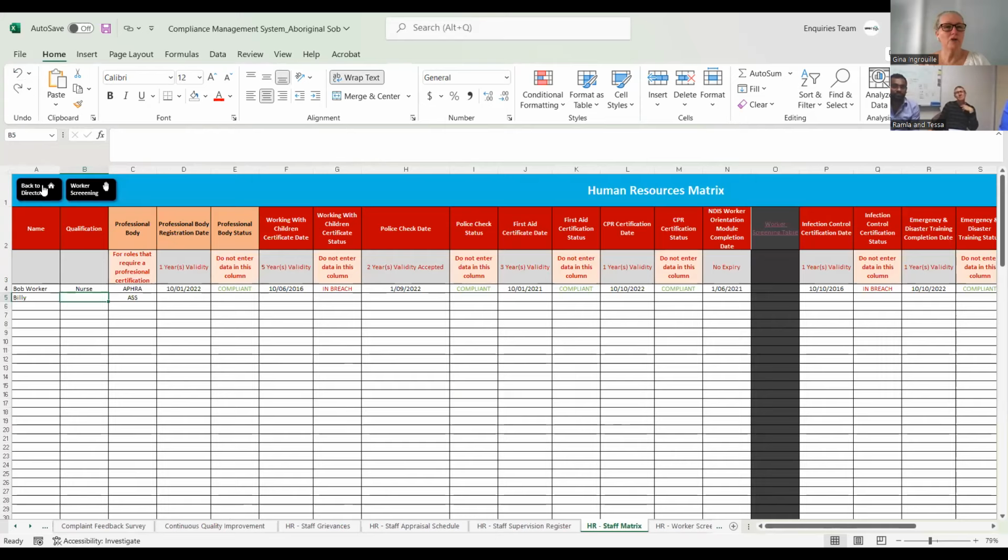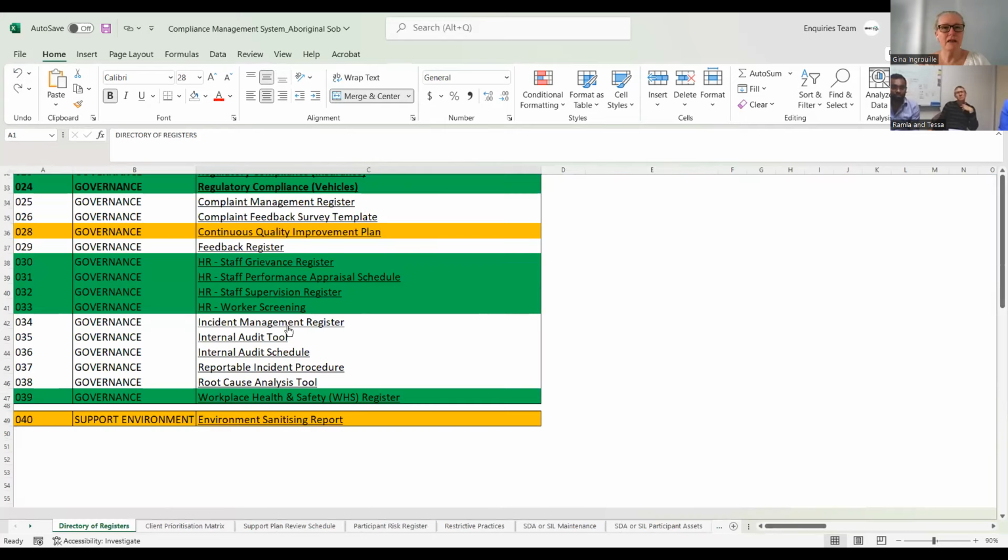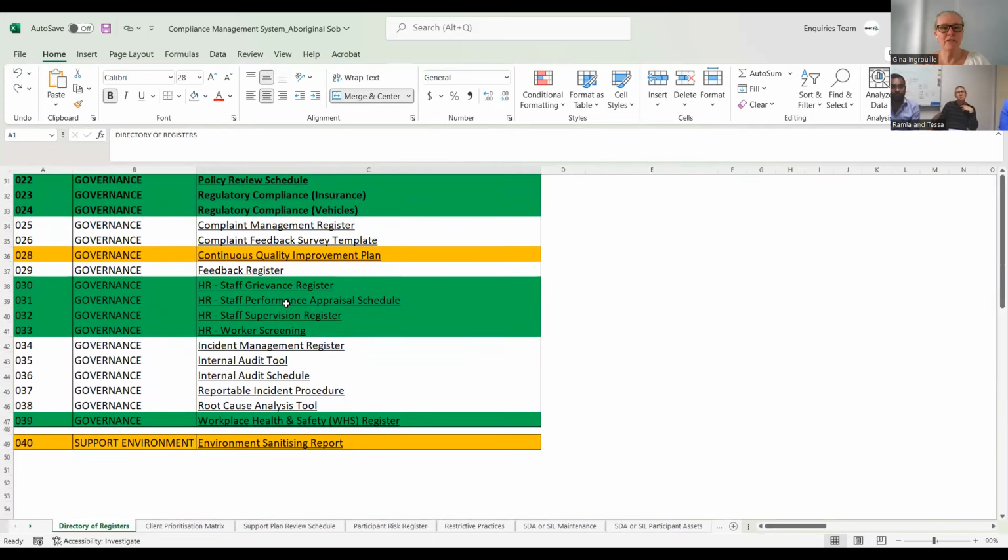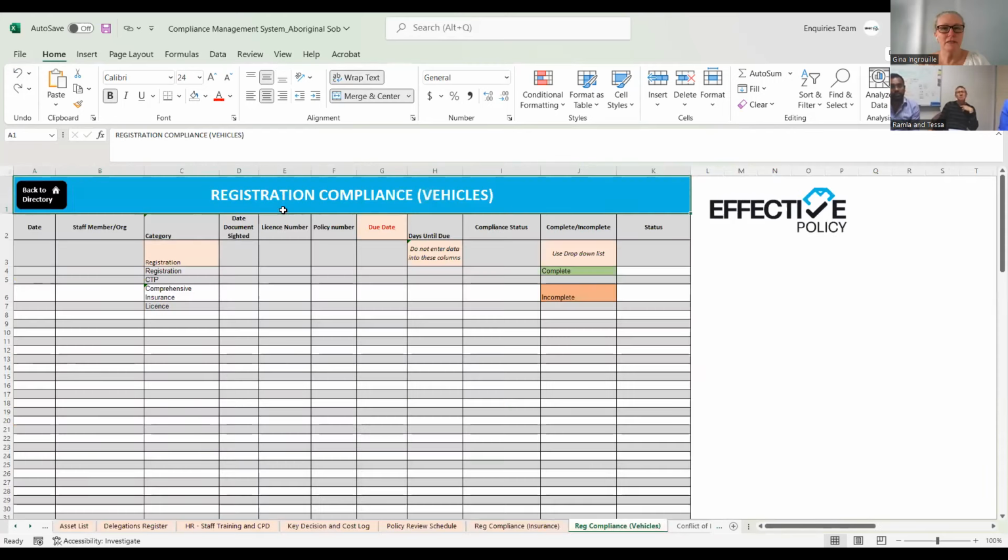It's probably one of the most common things that we see, that people's registrations have expired and the organisation has not monitored it, okay?